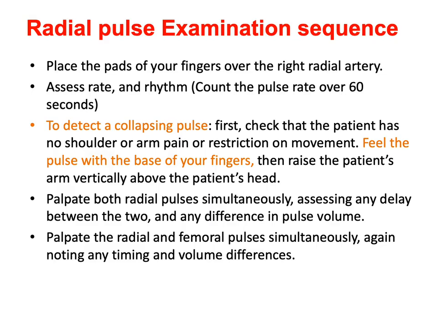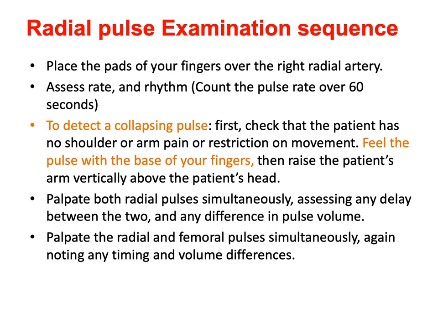So now, how can we examine the radial pulse? There is a special examination sequence that we have to adopt when examining the radial pulse. The first is that we place the pads of our 3 middle fingers over the right radial artery as we are standing on the right side of the patient during examination. And while placing the pads of our 3 middle fingers over the radial artery, we assess 3 important things: the rate, the rhythm, and the volume of the arterial pulse.